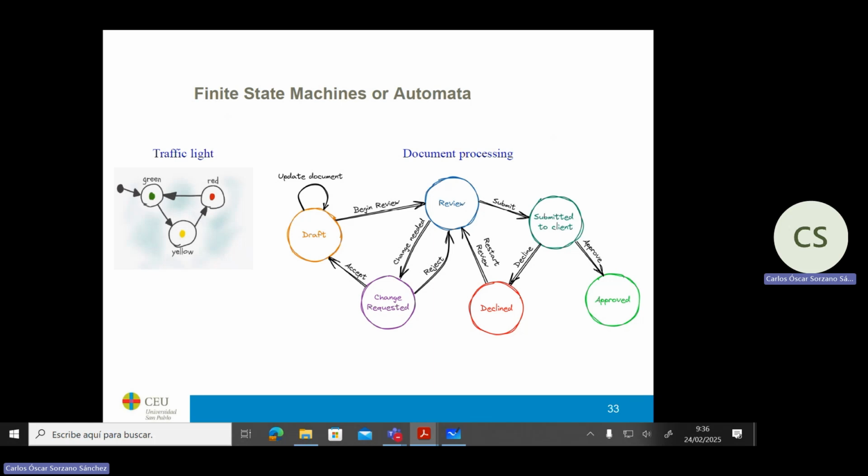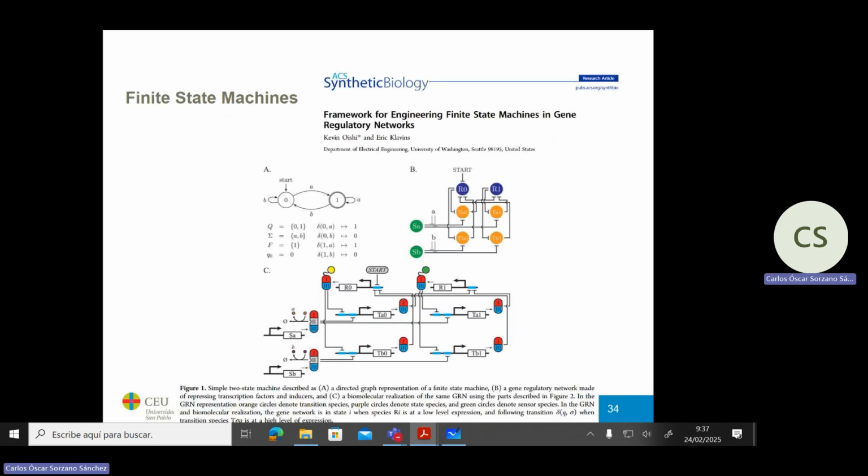The first one will be finite state machines. A finite state machine is a machine in which you have a state that is typically defined by a vector, and then this state changes over time. For instance, here you have the state machine of a traffic light. The state is red, and then it goes to green, and then eventually it will go to yellow and back to red. This kind of automata is what we will see.